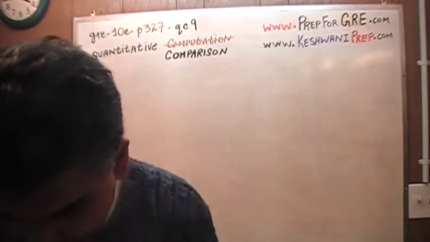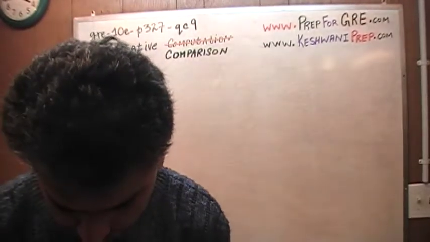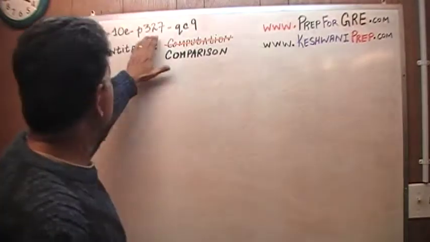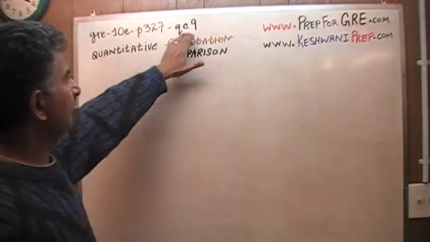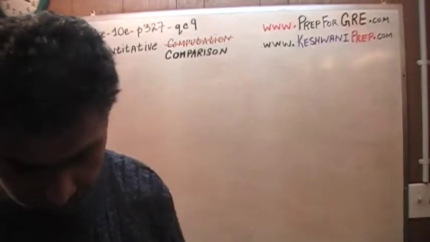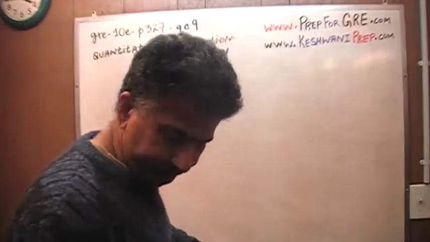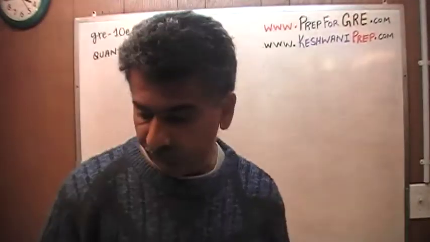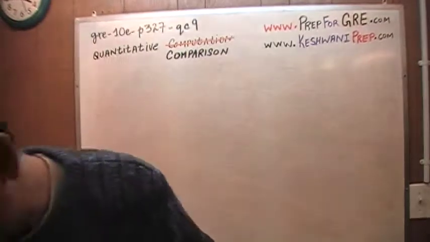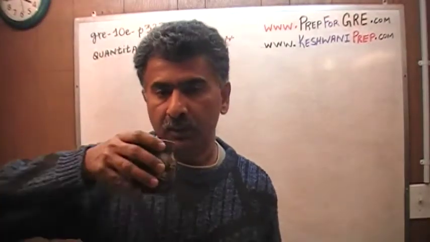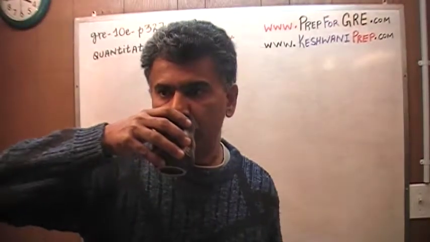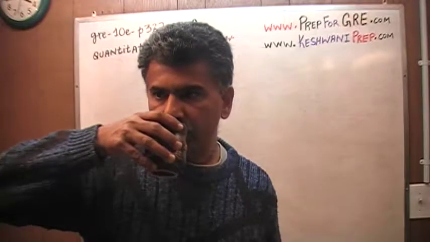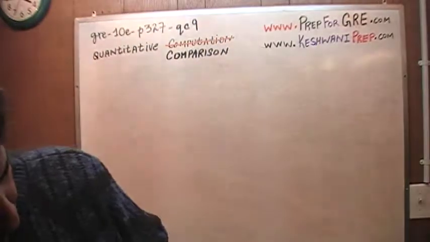The problem that I'm about to solve is the one that you're going to find on page number 327, quantitative comparison questions, hence the QC, number 9, the very last one on the page. Let's take a look at it. You have to have the book in front of you, and it's even a better idea for you to have tried these questions on your own first, and then compare your work versus what we do together.